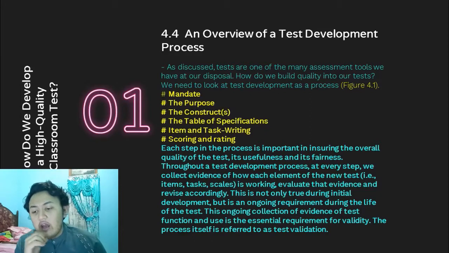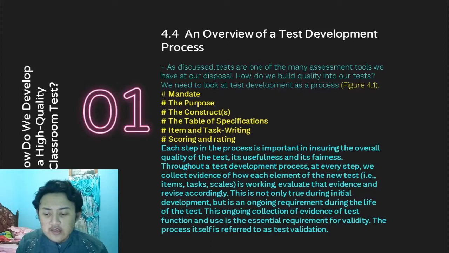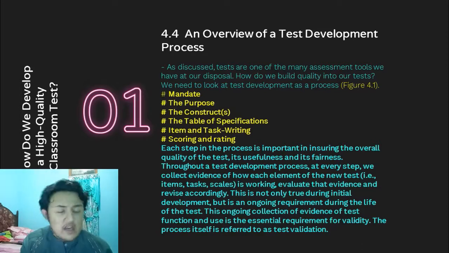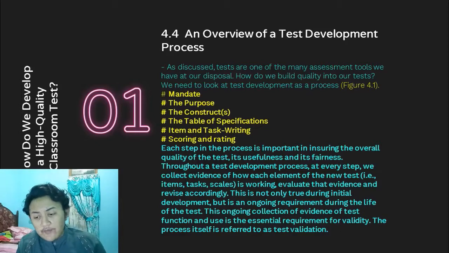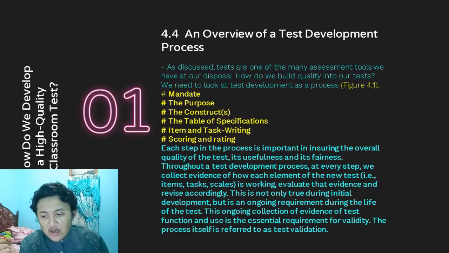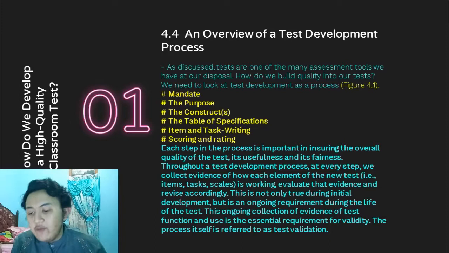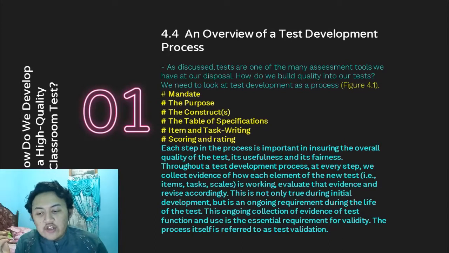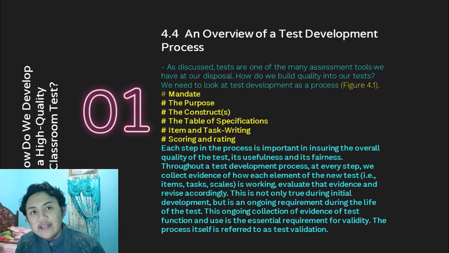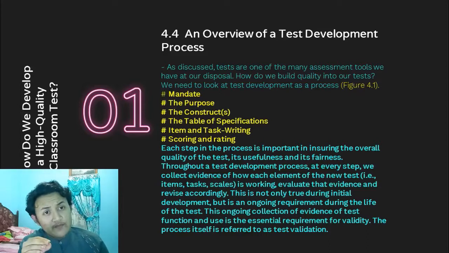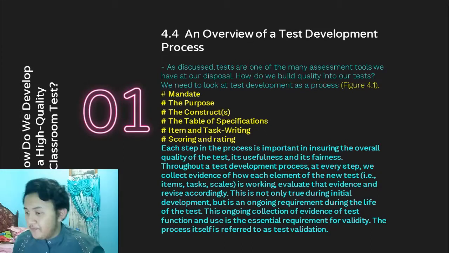At every step we collect evidence of how each element of the new test, for example items, tasks, scales, etc., is working, evaluate that evidence and revise accordingly. This is an ongoing requirement during the life of the test. This ongoing collection of evidence of the test's function and use is the essential requirement for validity. The process itself is called validation. So let's go to the next slide, shall we?